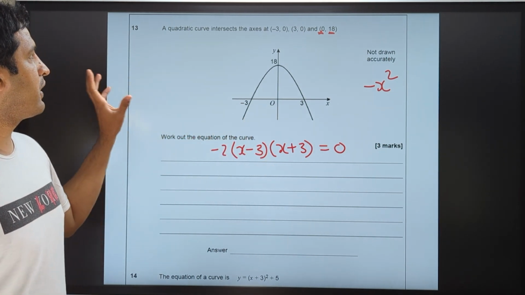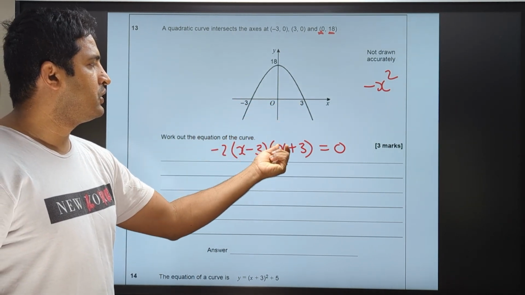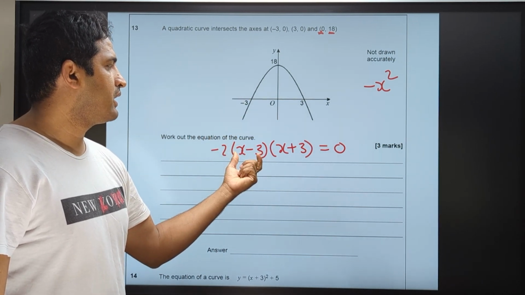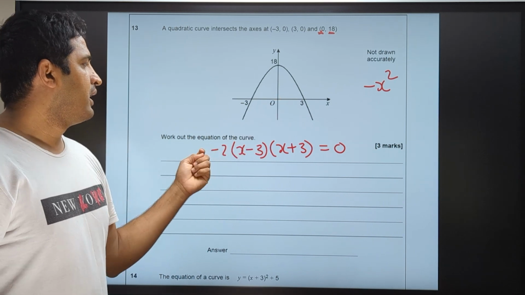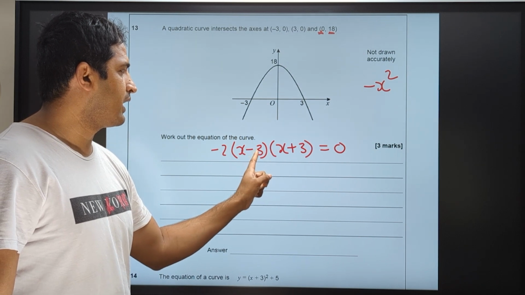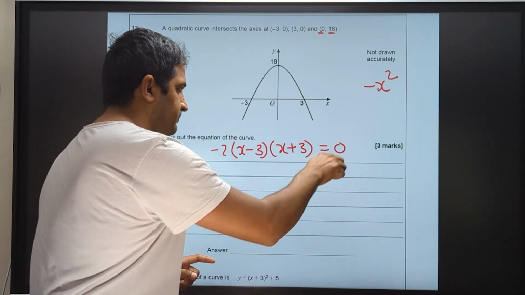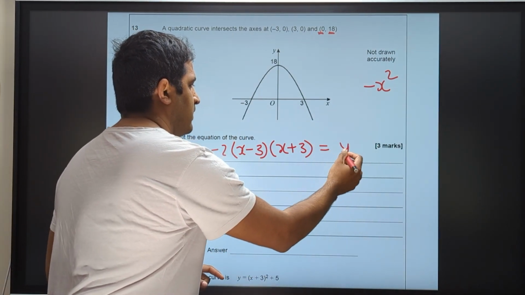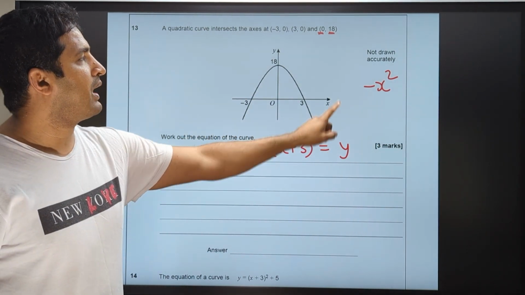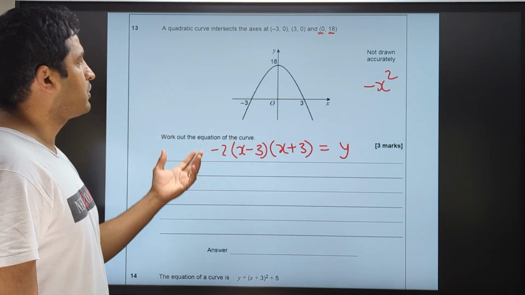Now you can work it out many different ways, but this is how I worked it out. I'll use these two roots. x plus 3 is equal to 0, so x is equal to negative 3. And x minus 3 is equal to 0, so x is equal to positive 3. But I need, when x is 0, y to be 18. When x is 0, I get 3 times negative 3, which gives you negative 9. I need to multiply that negative 9 by negative 2. That gives me a y value of 18. So this is my equation in a way, and that should be alright to write down.